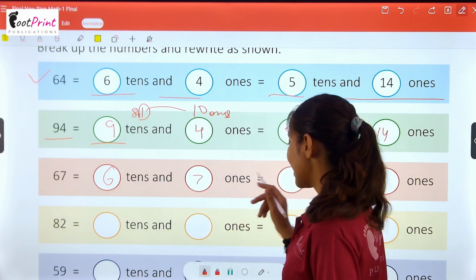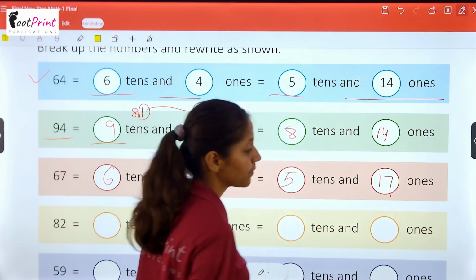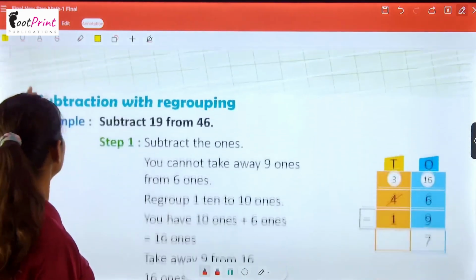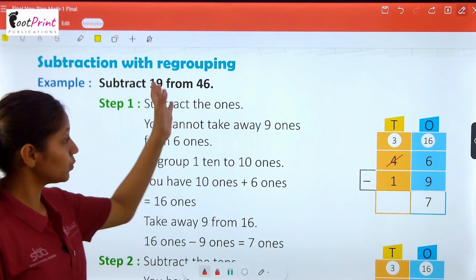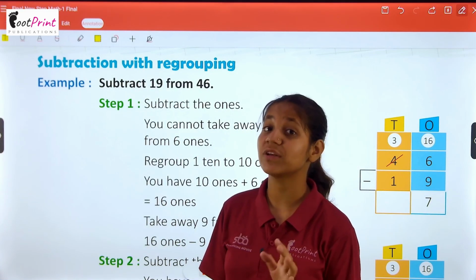7 ones. And it can be 5 tens and 17 ones. Okay. Now we have the topic of subtraction with regrouping. So what will we do here? We will do subtraction of the numbers with regrouping.